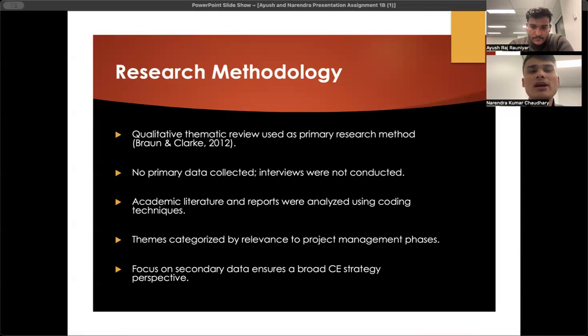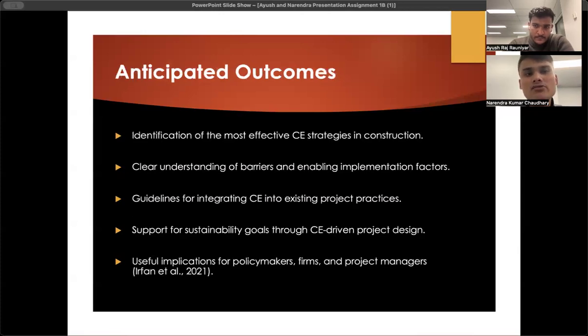Now, next slide, please. Talking about anticipated outcomes: we expect to identify the most effective CE strategies applied in the various project phases, along with their primary barriers and enabling factors. The research will also provide a consolidated set of best practices for integrating CE principles into existing project workflows.